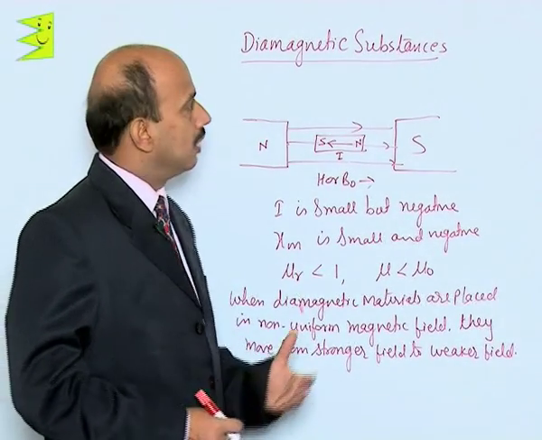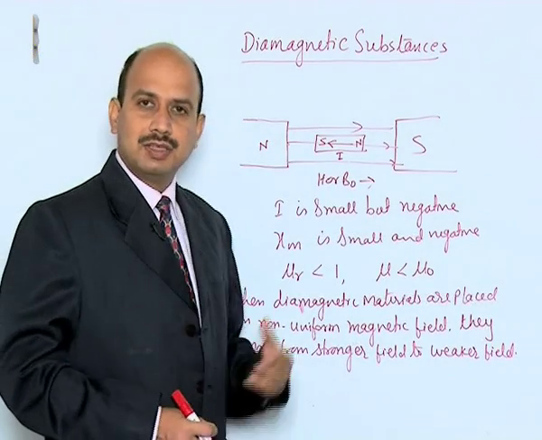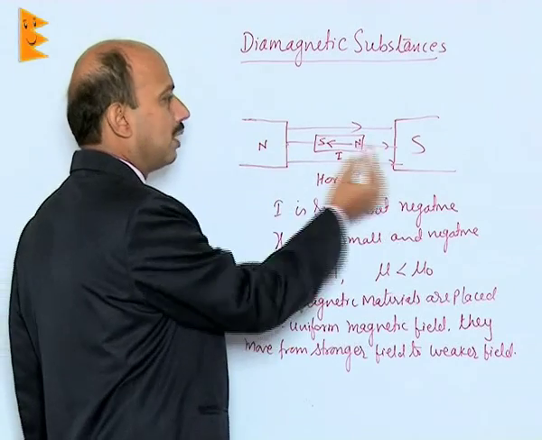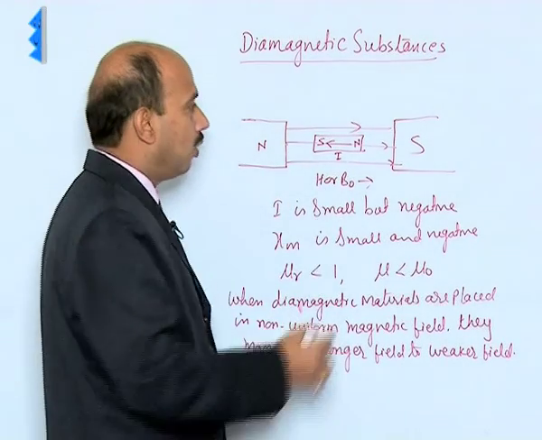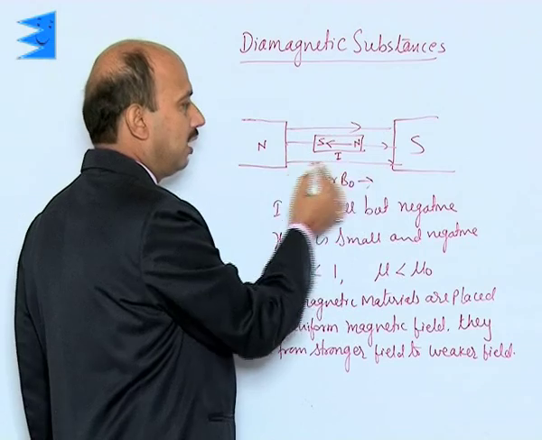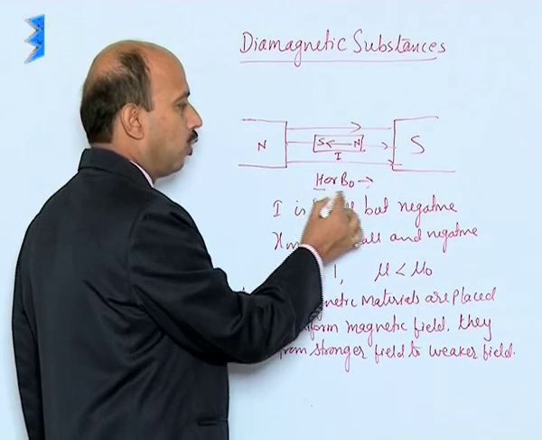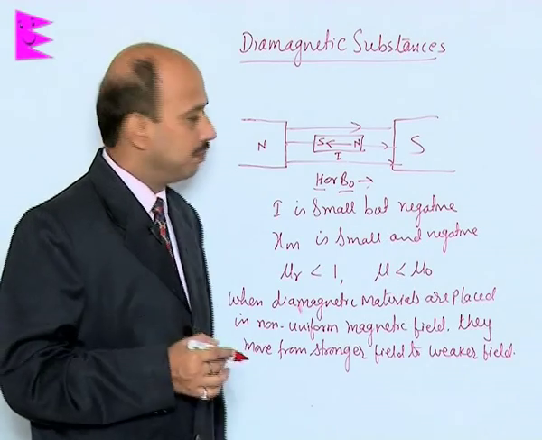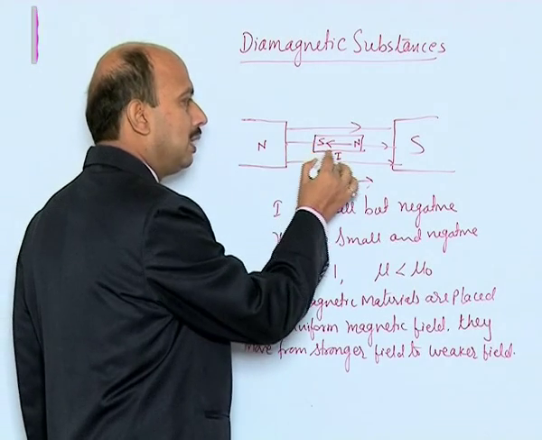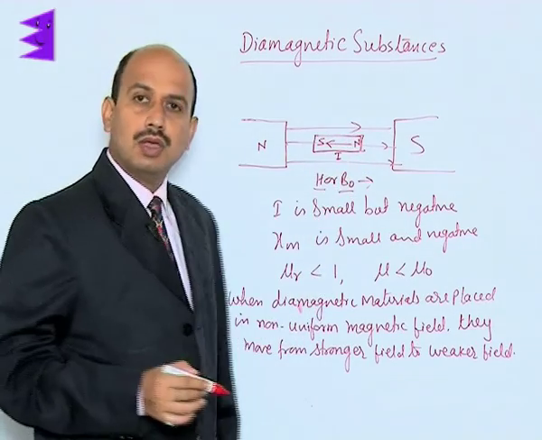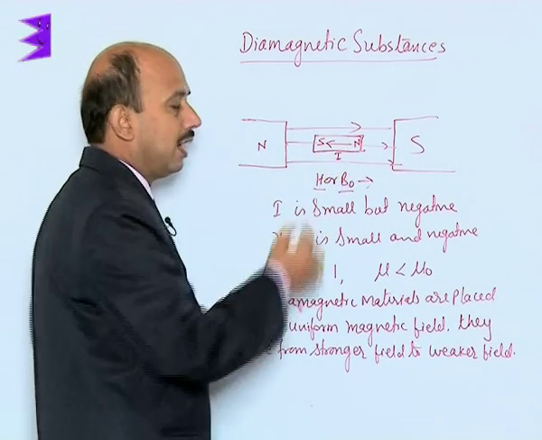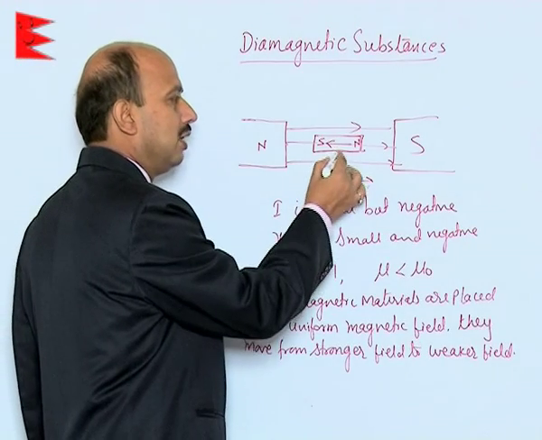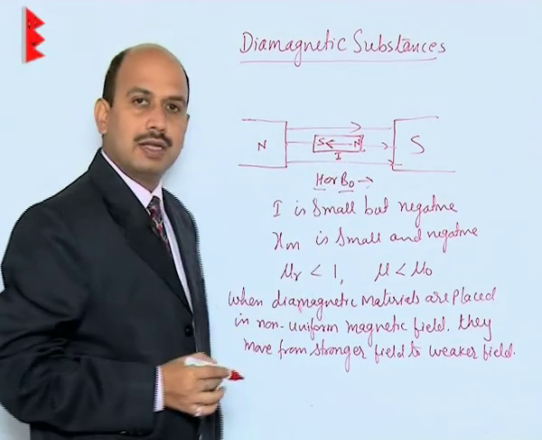First I have taken the example of the diamagnetic substances. Now see here, there is a magnet, two poles of the magnet, north and south, and now the magnetic field is going this side. This magnetic field is taken as H or B naught, that is called magnetizing force or magnetizing intensity. Now when a diamagnetic material is placed over here, it magnetizes in the opposite direction of the applied magnetic field. So the intensity of magnetization is opposite to the applied magnetic field.